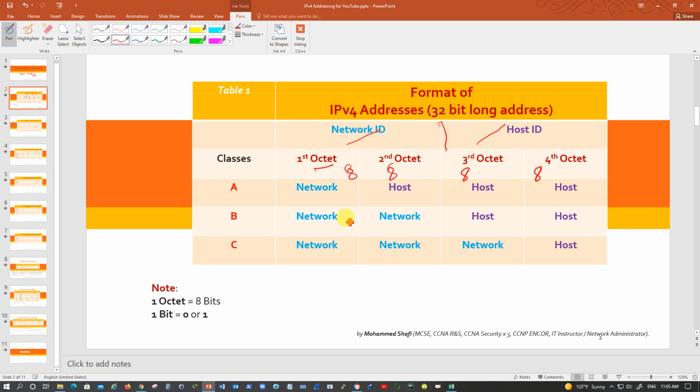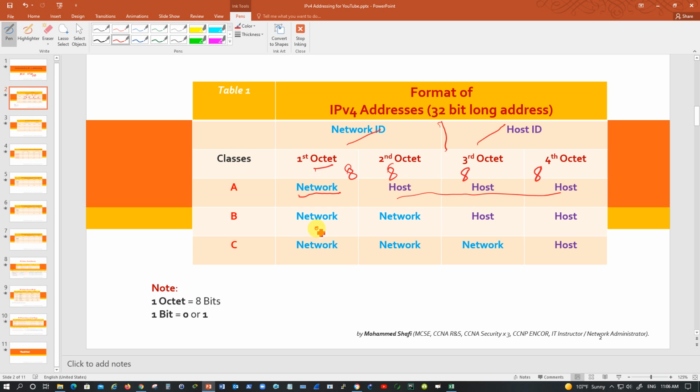Now, based on the classes of networks, Class A, B, and C, these IP addresses will take different formats. In a Class A network, only the first octet is reserved to represent the network ID of any network, and the remaining three octets are left for hosts. How many hosts you can have, we'll come to that later in the slides.